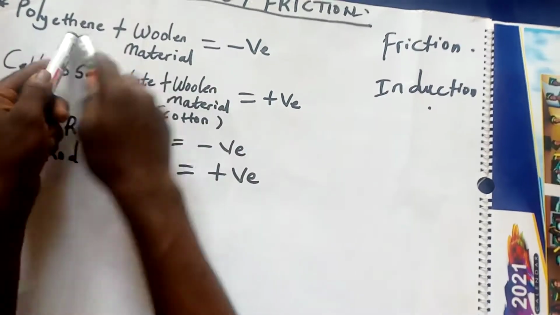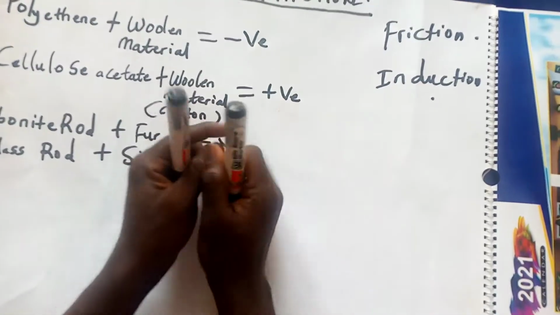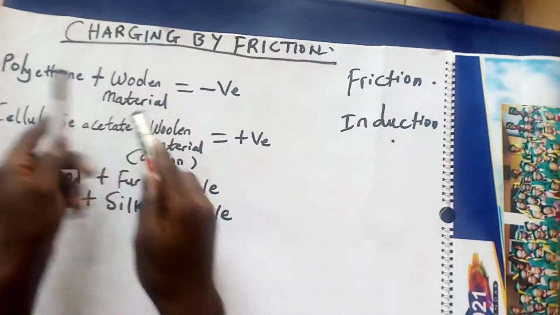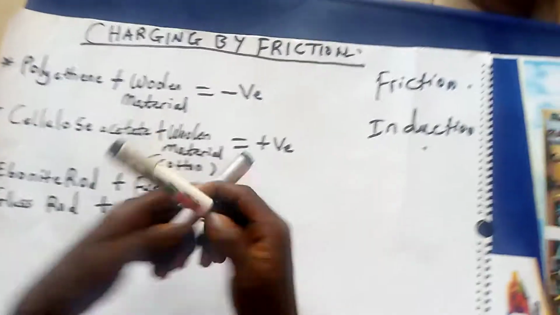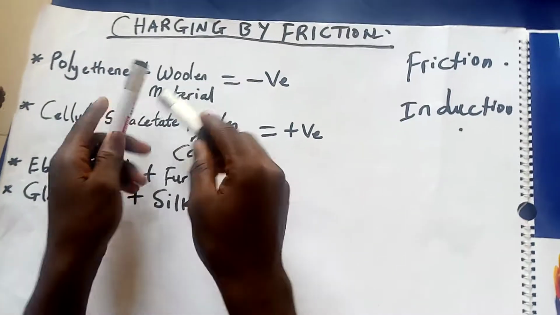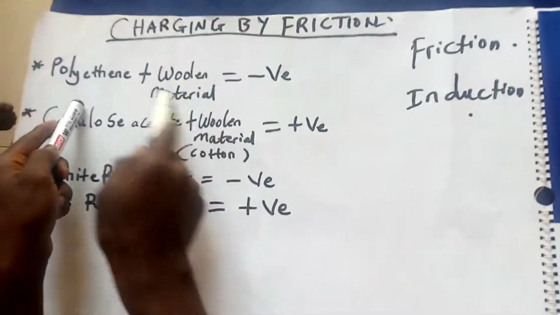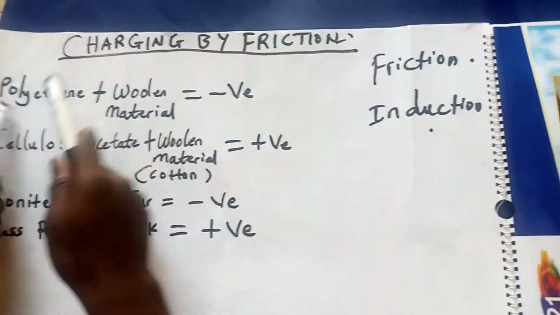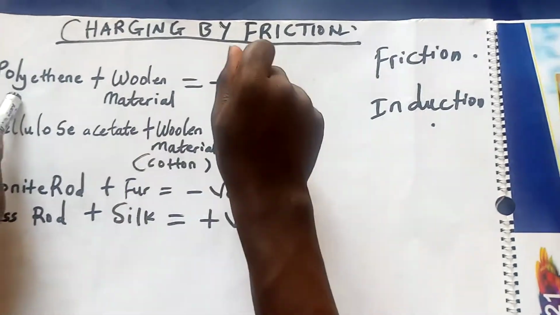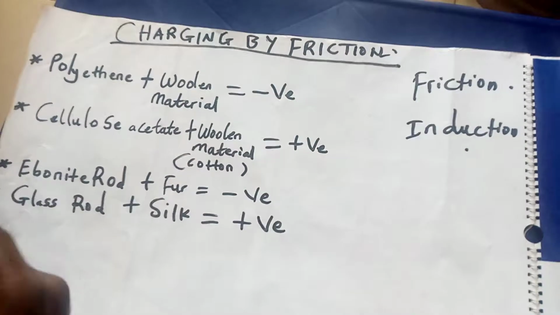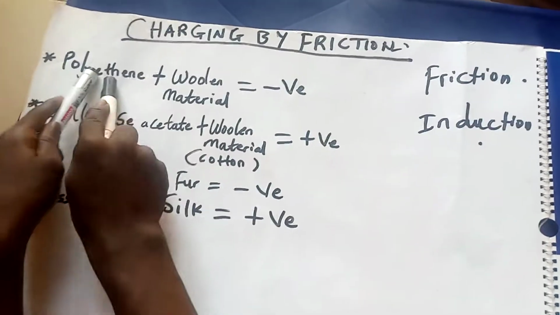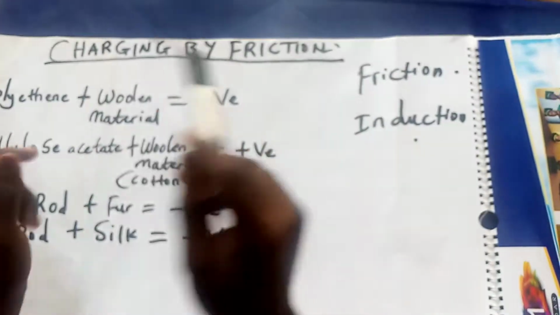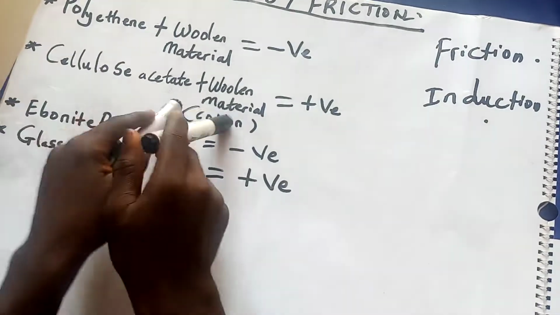You rub these two together, you find out that one becomes negative and the other becomes what? Positive. Now between these two, which becomes negative? This one has some surface electrons that are loosed. So this one donates electrons to the other, and this one at the end of the day becomes negative. So it is actually the polyethylene that becomes negatively charged, and then the woolly material itself becomes what? Positively charged. Does that make sense? Yes.